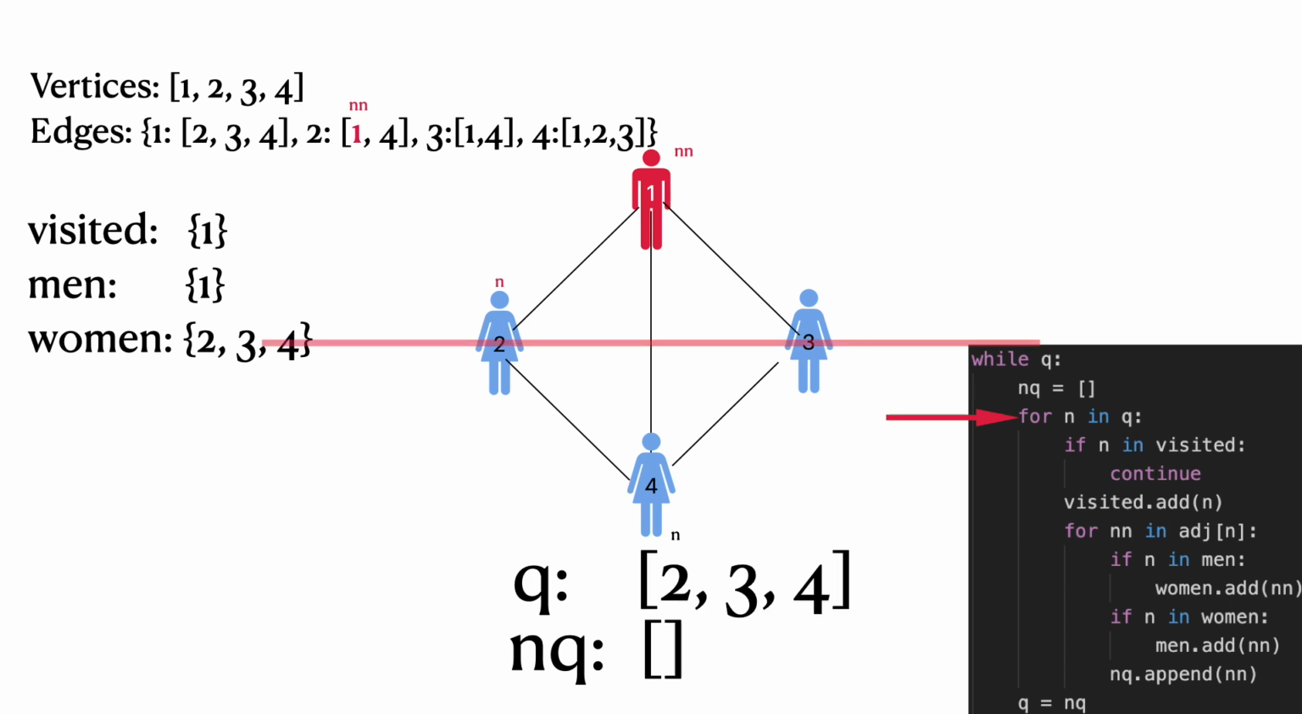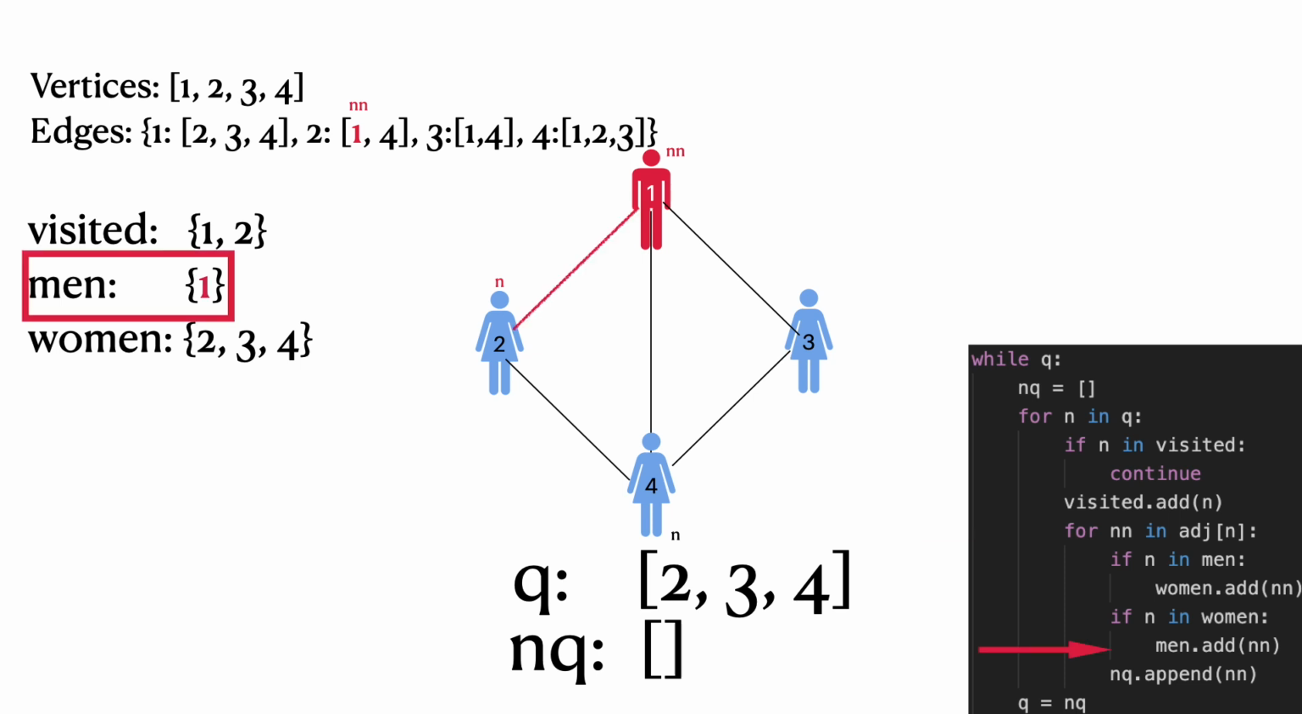Now second breadth. Iterate over the queue. Because node 2 hasn't been visited, mark it as visited. Check adjacent nodes. Node 2 is a woman, so mark the next node, node 1, as a man. We already marked it, so it is still same. Put it onto the next queue.